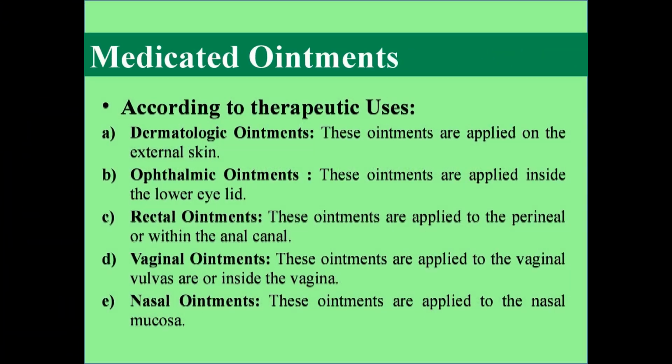According to therapeutic uses, medicated ointments are classified as dermatologic ointment, ophthalmic ointment, rectal ointment, vaginal ointment, and nasal ointment. Dermatologic ointments are applied on the external skin, ophthalmic ointment is applied inside the lower eyelid, and rectal ointment is applied on the perineal area or within the anal canal. Vaginal ointment is applied to the vulva or inside the vagina, and nasal ointment is applied to the nasal mucosa.